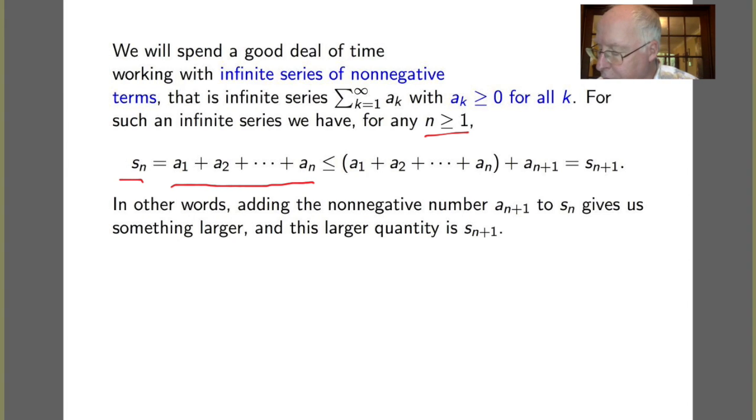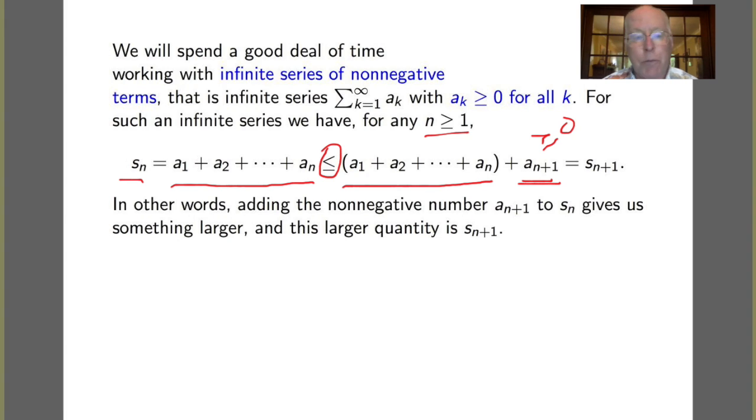And we're going to do a very simple inequality here. Here's the a1 through an added together again. I just grouped them in parentheses. And if I add one more thing to it, because this a sub n plus 1 is greater than or equal to 0, that'll give us something possibly bigger, but certainly not smaller. And if I add one more term, of course, I'm at S sub n plus 1. So in other words, if we add the non-negative number a sub n plus 1 to S sub n, this gives us something larger, and this larger quantity happens to be S sub n plus 1.